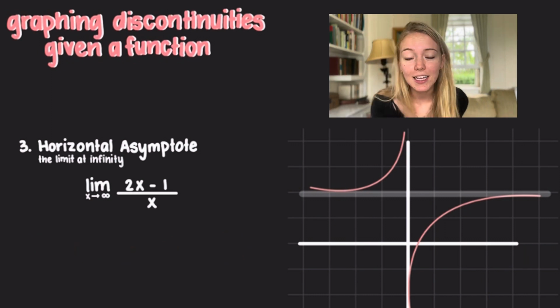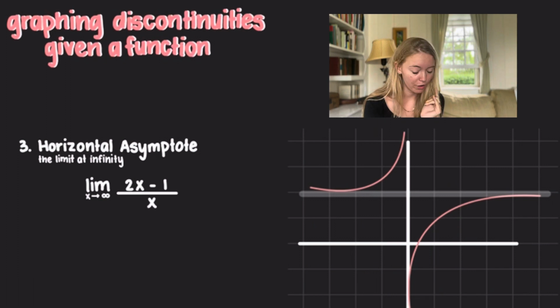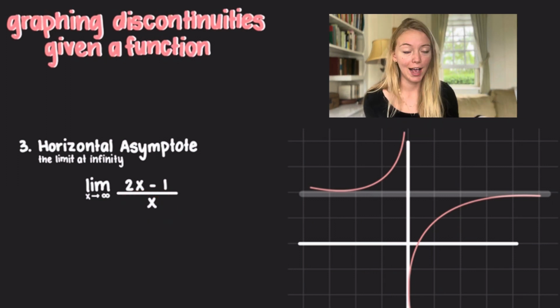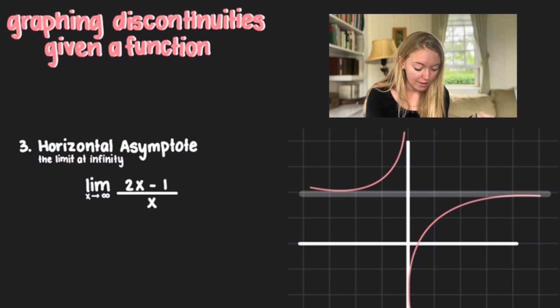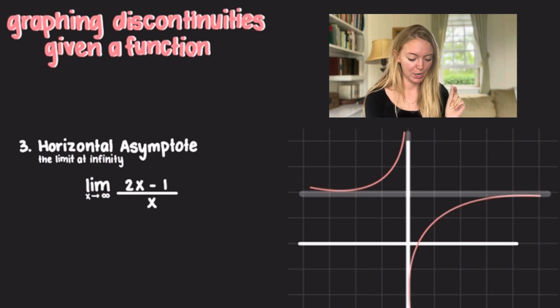Pop quiz, does this function have a vertical asymptote? Well, a vertical asymptote is when the denominator is 0. The denominator is 0 when x is equal to 0. So we have a vertical asymptote here, which makes sense because this function is not crossing that line. Period.